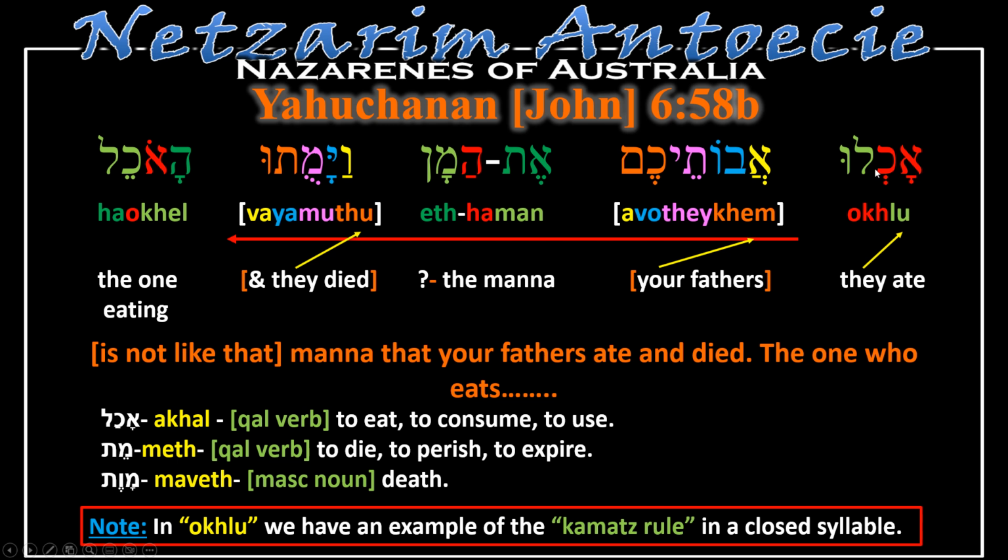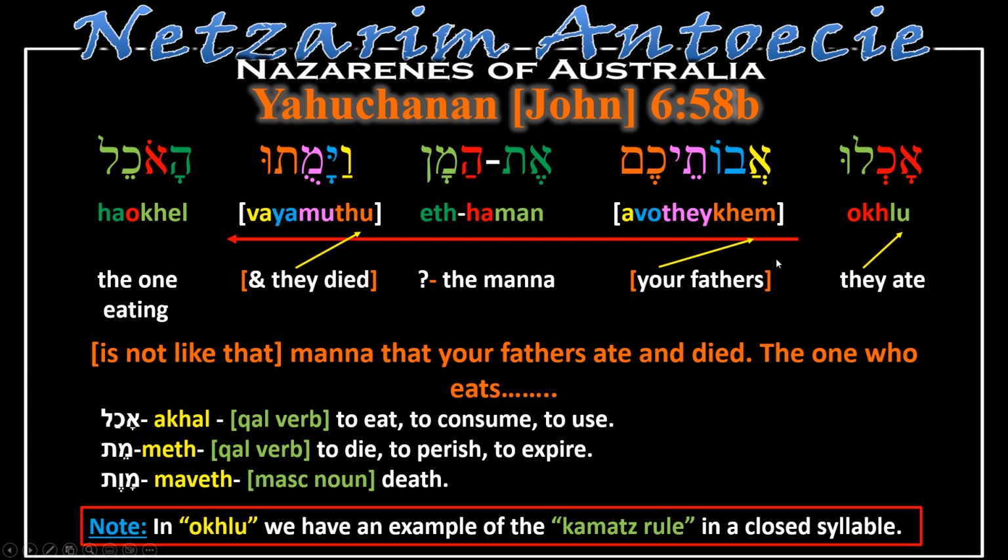So we can see there's no vowel after the kaf, so therefore it's a closed syllable. And at least in modern Hebrew, they use oklu. And the u at the end means they. So they ate. Of course, the root of it is akal, which is a kol verb to eat, to consume, to use.